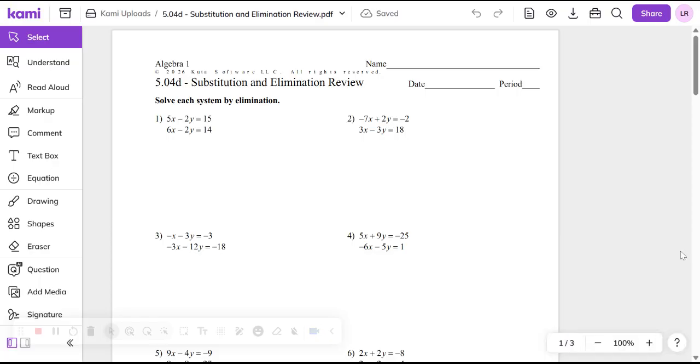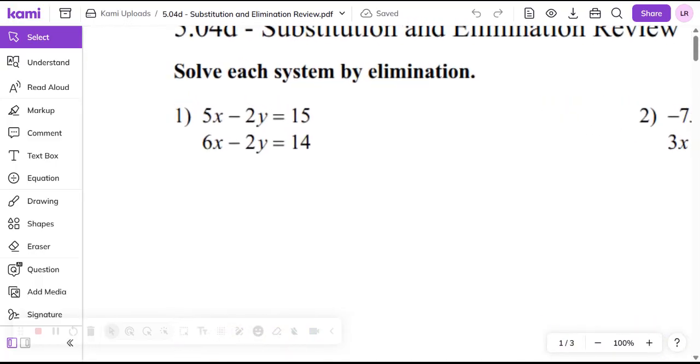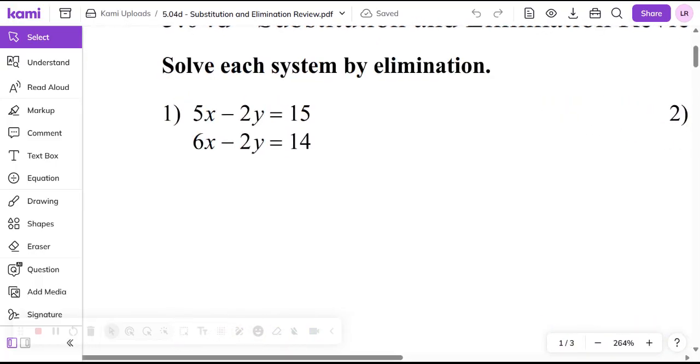All right. So number 1, this would be a problem right here. 5x minus 2y equals 15, and 6x minus 2y equals 14. This would be a problem that I would very likely approach using our strategy of elimination. Okay? So, for elimination, we would have to make a decision on which of the 2 variables we want to deal with.